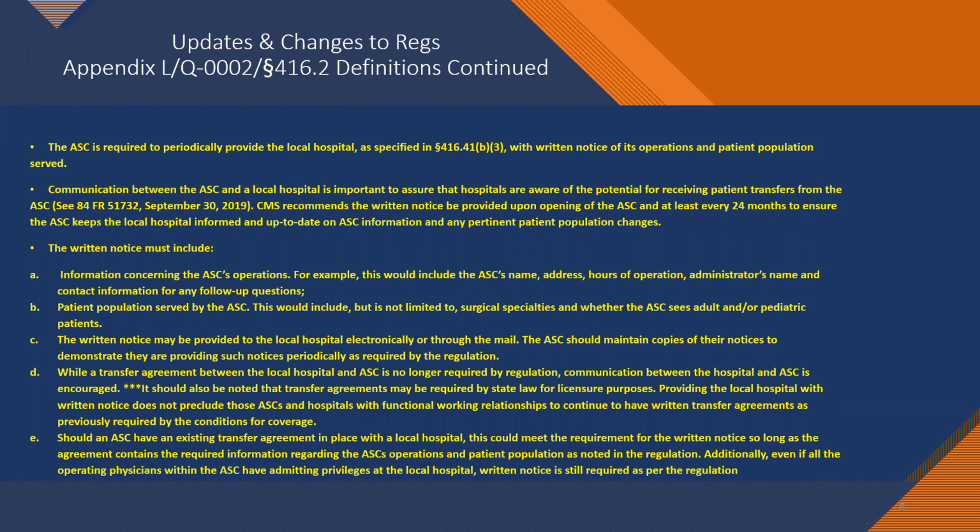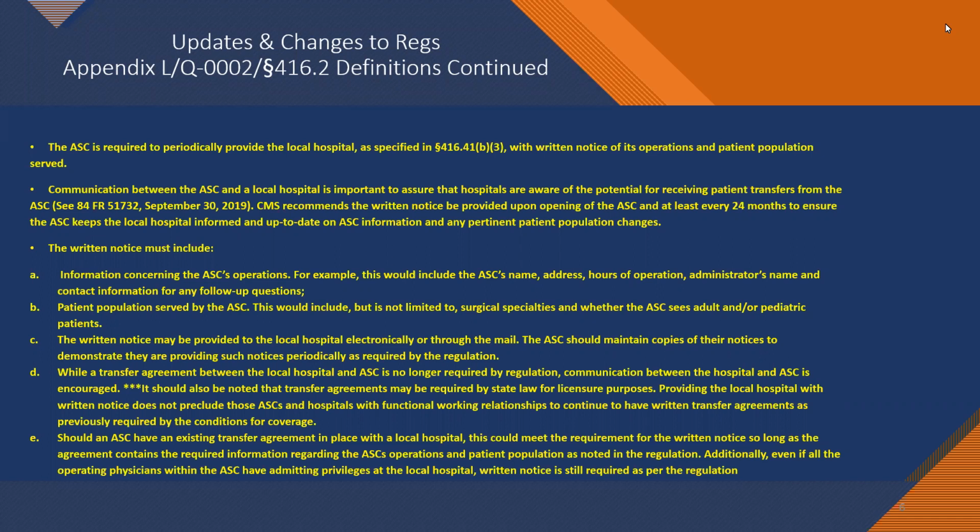The written notice must include information concerning the ASC's operations and the patient population served by the ASC. The written notice may be provided to the local hospital electronically or through the mail. The ASC should maintain copies of their notices to demonstrate that they are providing such notices periodically as required by the regulation. While a transfer agreement between the local hospital and ASC is no longer required by regulation, communication between the hospital and the ASC is encouraged.